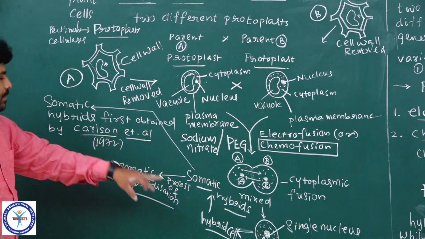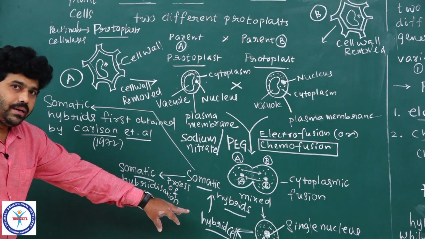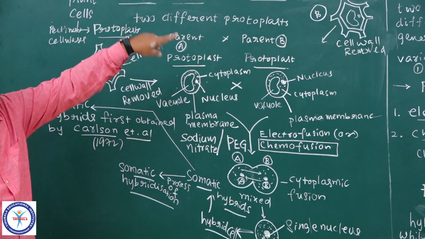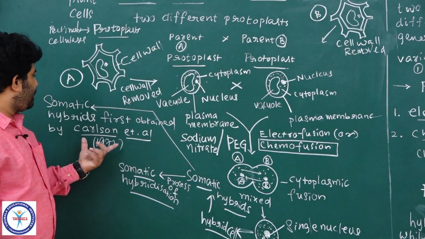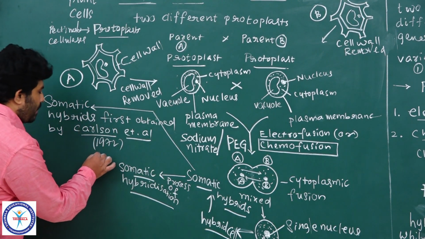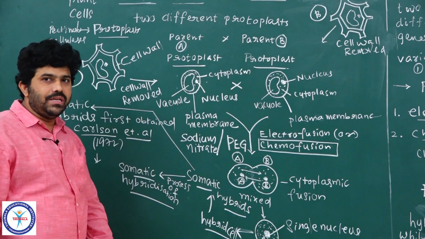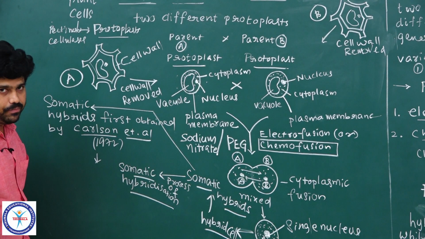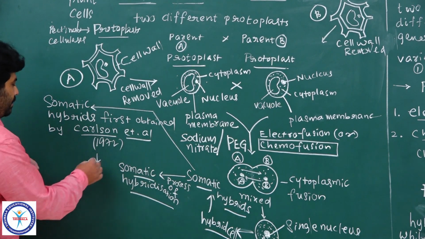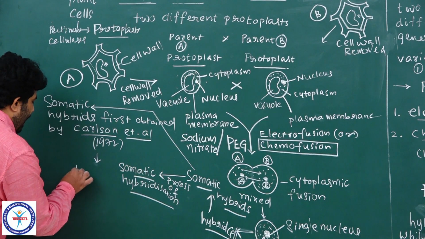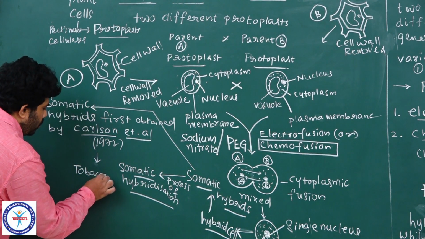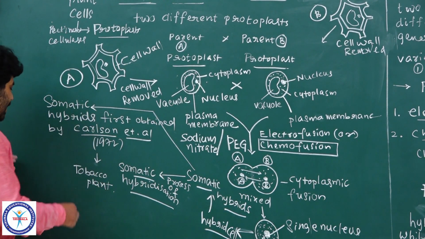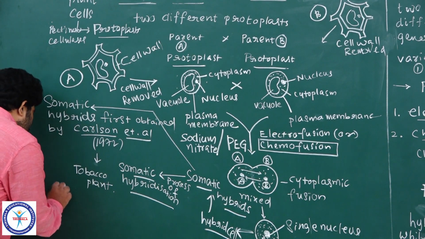He was the first to prepare a new hybrid cell by this process, protoplast fusion or somatic hybridization. He did somatic hybridization between two different species of plants of the same genus. That is, he made a tobacco hybrid between two different species of Nicotiana.